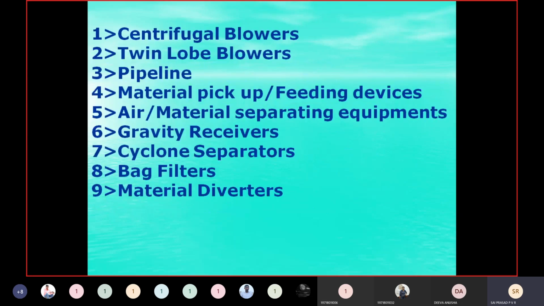Then what are the key components of these? Centrifugal blowers, twin lobe blowers, which is the other name for the lobe blowers. Then the pipeline is important, the pipe structure, because the entire transportation of the solids is taking place inside closed conduits, and hence we have a pipeline. And material pickup and feeding devices.